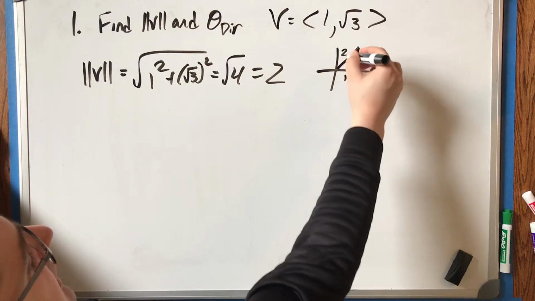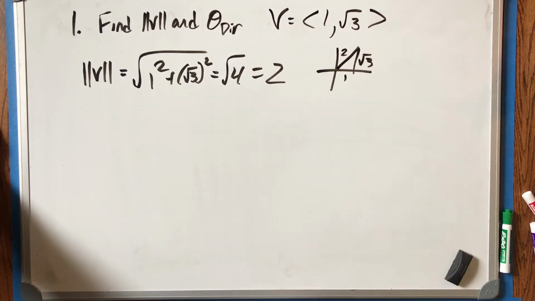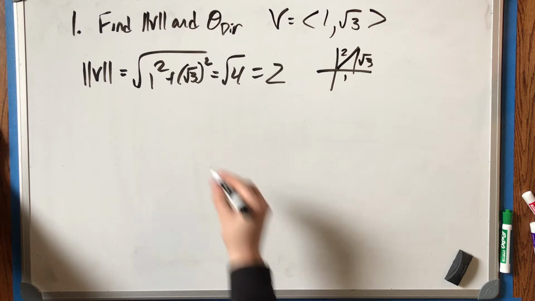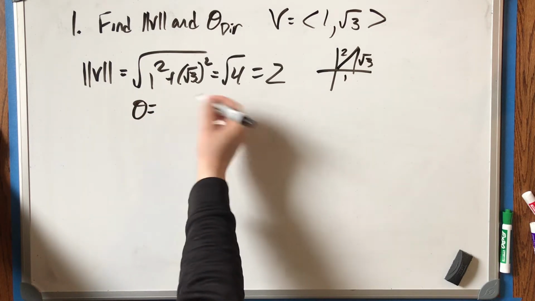So this is a special right triangle, so I know that that angle right there is going to be pi over 3, or 60 degrees. So that's going to be my direction angle.